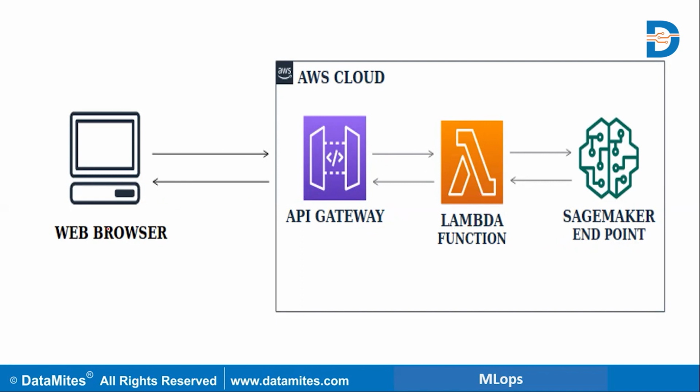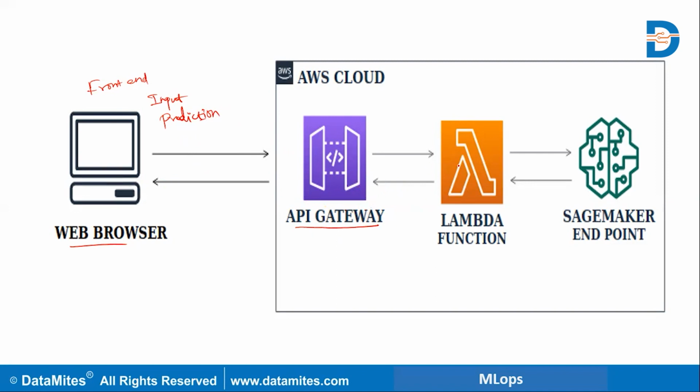First thing, the web browser. This is our front end, where we can pass our input for prediction purpose. Once you pass the input for the prediction purpose, it will be passed to the API Gateway, because API Gateway is responsible for connecting with the front-end users. So the input will be passed to the API Gateway, and the API Gateway is connected with the Lambda function.